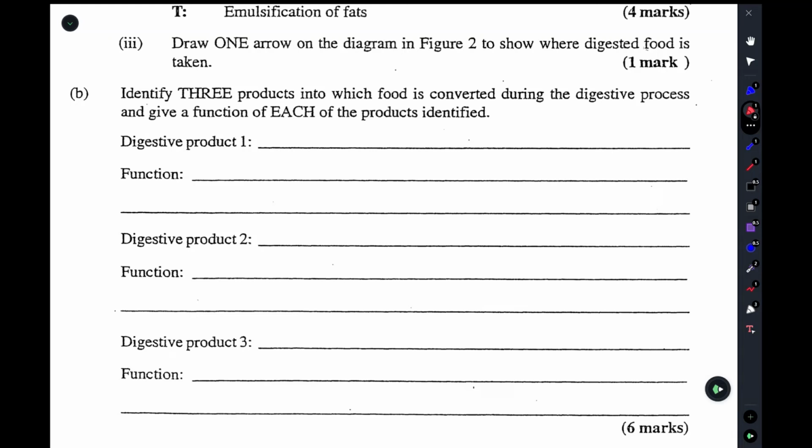Part B asks us to identify 3 products into which food is converted during the digestive process and give a function of each of the products identified. So the 3 major products of digestion would be glucose or monosaccharides, right, which is the end product of carbohydrate digestion, amino acids, the end product of protein digestion, and then finally fatty acids and glycerol, the end product of fat digestion.